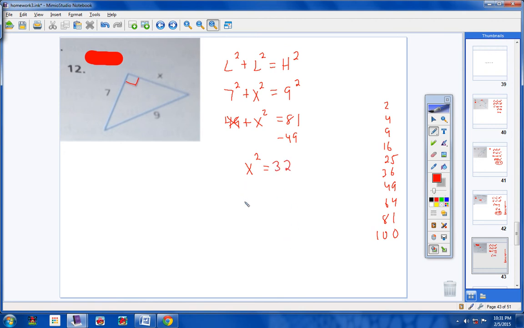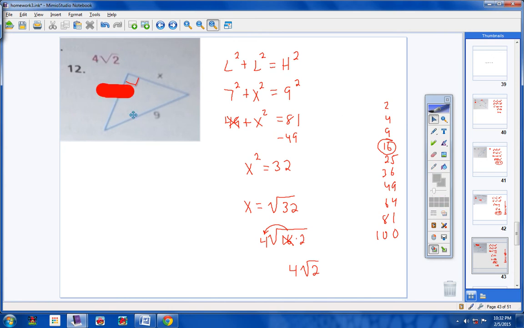Take the square root of both sides. The square root of x squared is x. The square root of 32 is the square root of 32. Now the directions say to simplify these, so we are not going to type this into our calculator. We're going to simplify it instead. Which one of these numbers goes into 32 evenly? Well, 4 does, but there's a bigger number, 16. So I'm going to put 16 times 2, which is the same thing as 32. The square root of 16 is 4. So my answer would be 4 square root of 2.